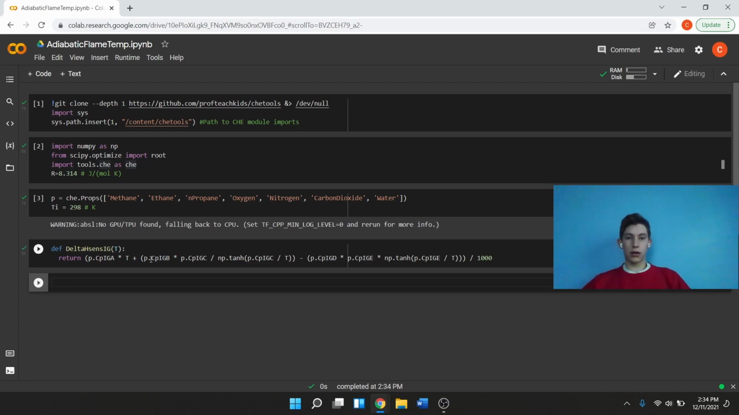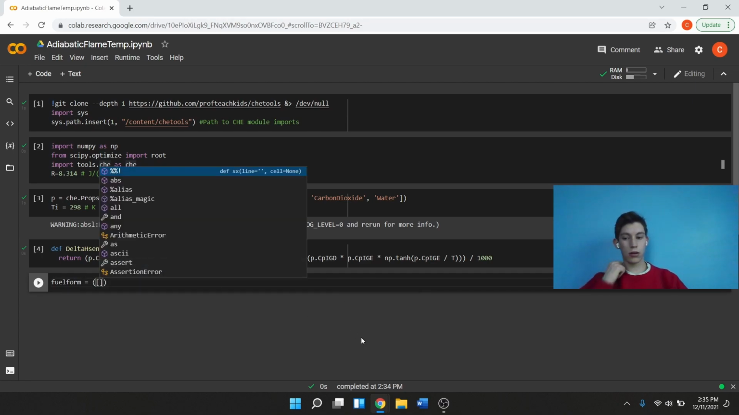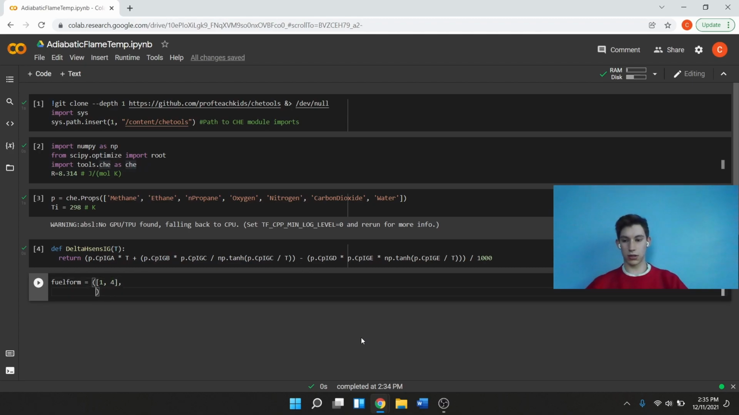So next we can go about how we're going to put in the formula and get the different moles of each compound. So we'll say the fuel formula equals this matrix of the methane, ethane, and propane. So we're going to represent that like this. That's methane, 1 carbon, 4 hydrogen. Ethane is 2 carbons, 6 hydrogens. And then finally, propane is 3 carbons and 8 hydrogens.